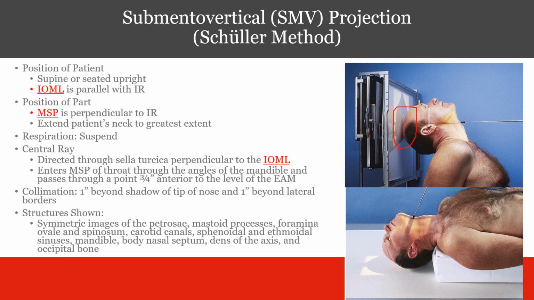Collimation is 1 inch beyond the shadow of the tip of the nose and 1 inch beyond the lateral borders. For structures shown, we're going to see symmetric images of the petrosa, mastoid processes, the foramen ovale and spinosum, the carotid canals, the sphenoidal and ethmoidal sinuses, the mandible, the bony nasal septum, the dens of the axis, and the occipital bone.